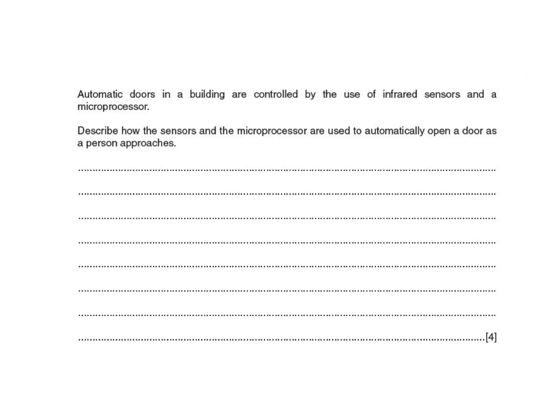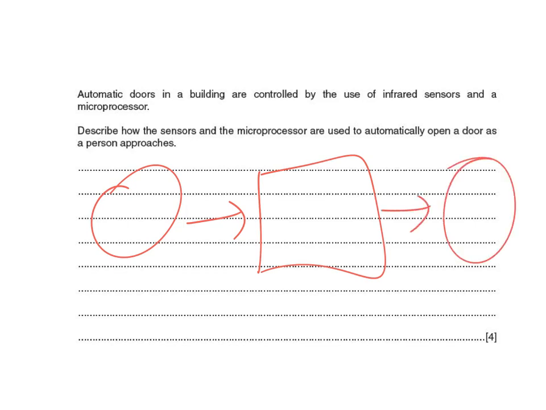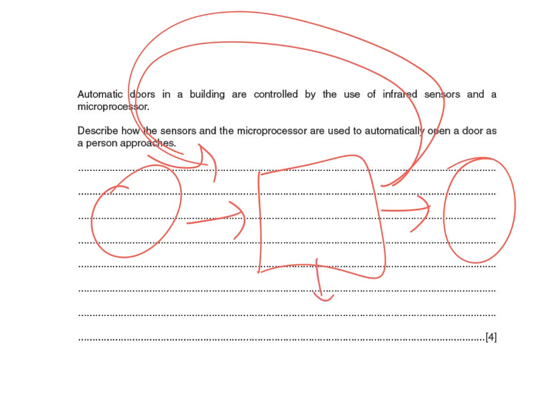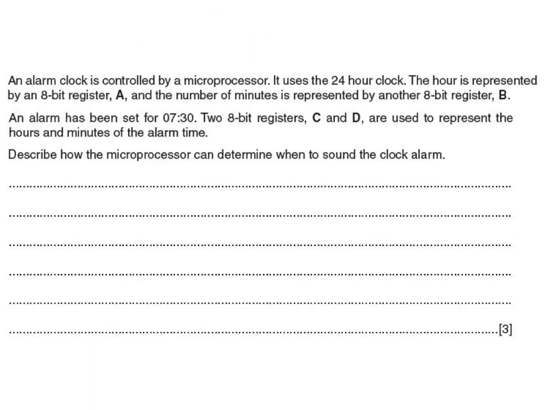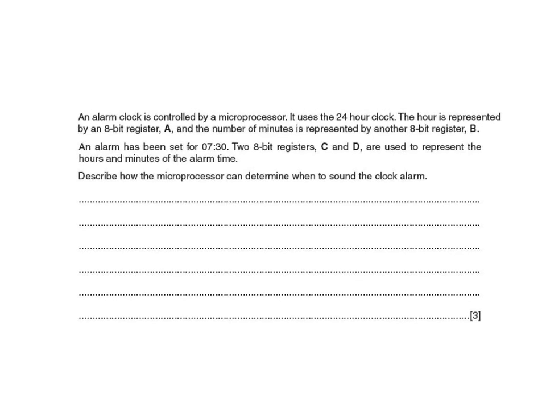Sensors, microprocessor, automatic opening of doors for 4 marks. So again, going back to a couple of questions ago, you've got input, you have the process, and then you have the output. But then you've got that continuous process where data is going to be compared to pre-stored values and the messages being sent by the microprocessor. Good one, actually, I forgot to keep mentioning, actuators to drive the door opening. Let's see, microprocessor again. You can see how often this is coming up.